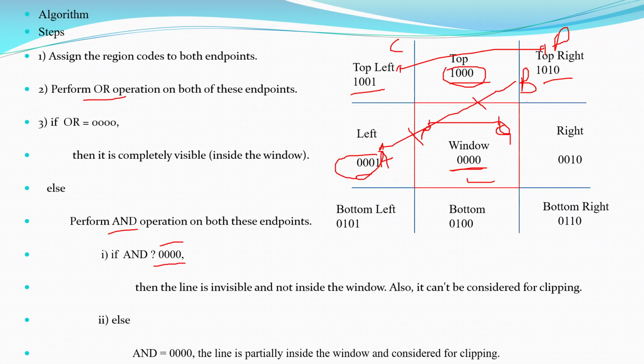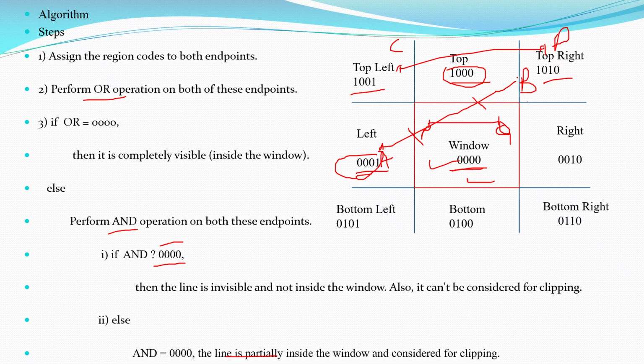I hope this is clear. First, if we get all 0s after performing the region code operation, a 0 means it is fully visible. We know the region code of A, the left region, is 0001, and B is here, so 1000. Performing the AND operation, we get 0000. Then this line is partially inside the window and is considered for clipping.